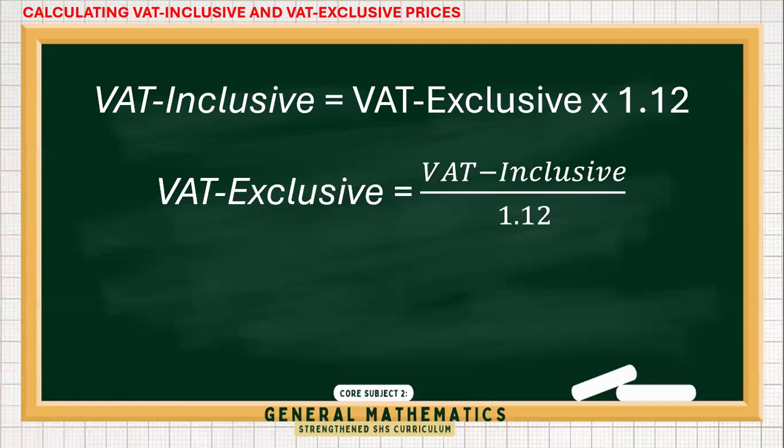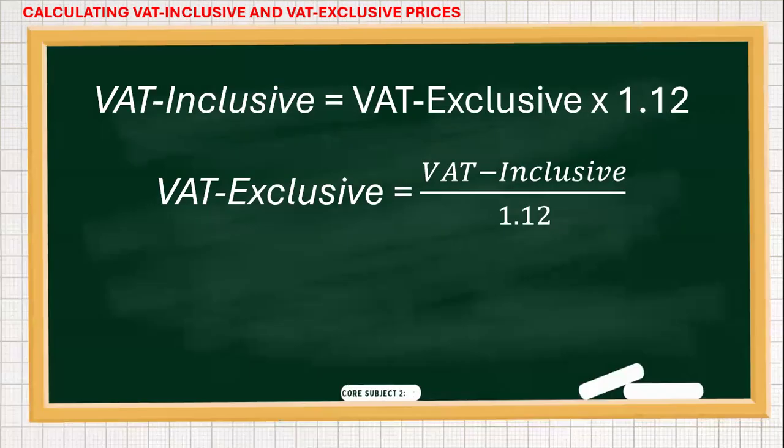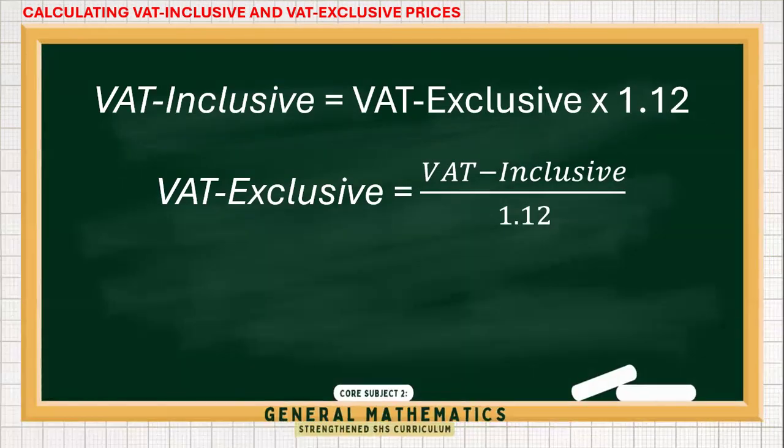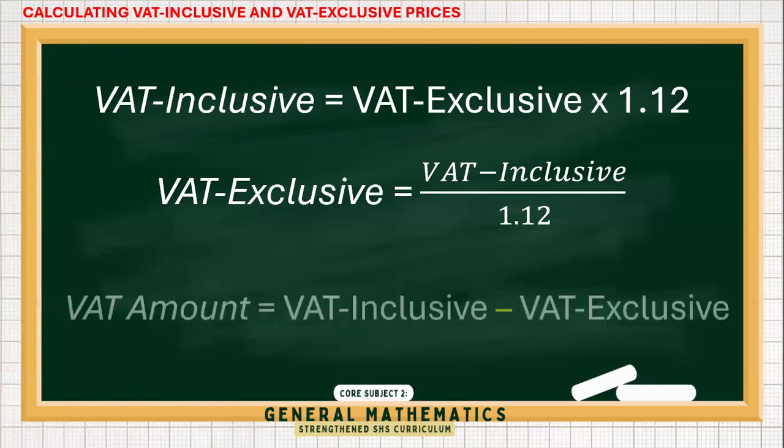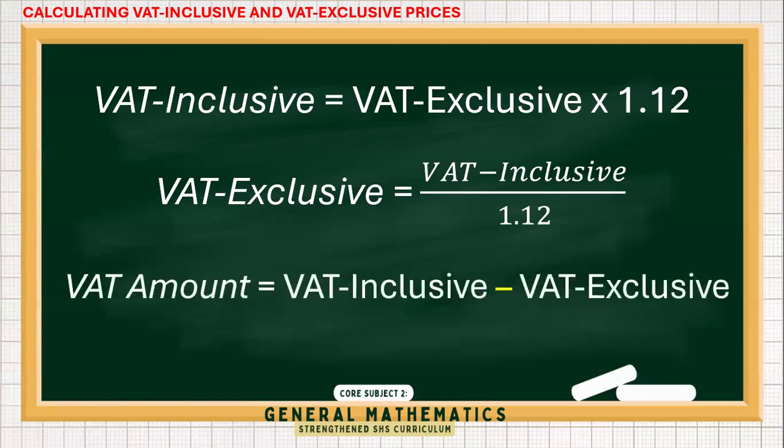There are only a few establishments that show a price which is VAT exclusive. Some waiters will just tell you that there is an additional 12% after you order food, but that does not work in the majority of restaurants. And to get the VAT amount, we simply subtract the VAT exclusive price from the VAT inclusive price.